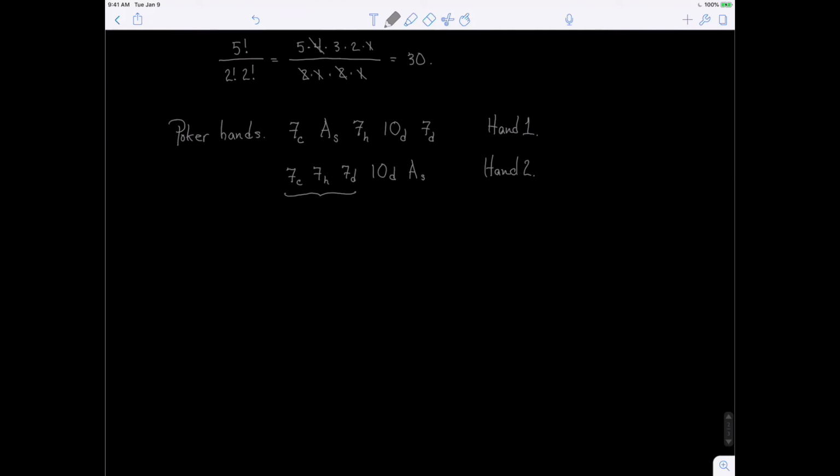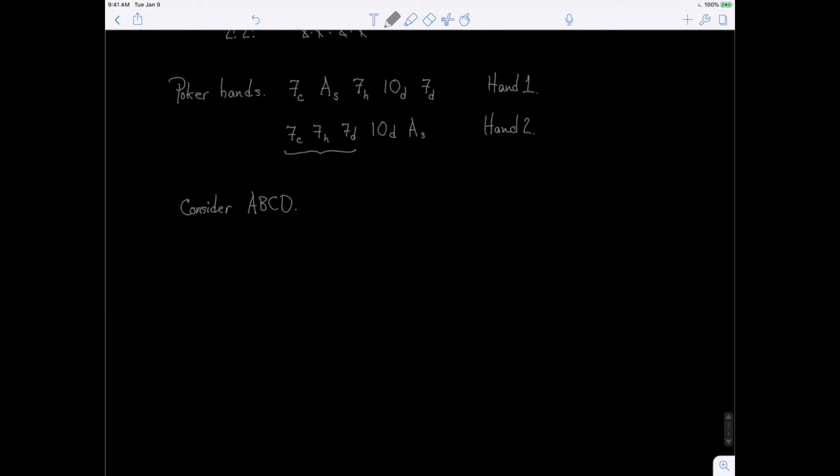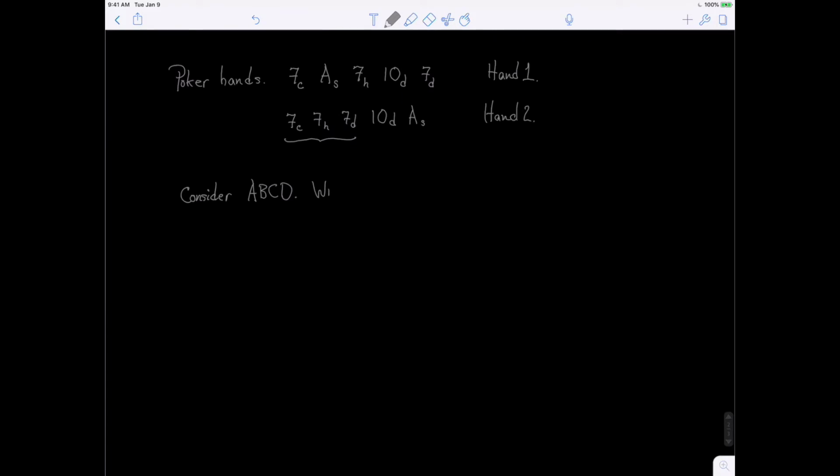So let's try this. Consider the letters A, B, C, and D. Here's what we're going to do, and we're going to do this painstakingly: we're going to write all possible 3-letter words. Okay, so here we go. Get your patience and your thinking cap, and I think we can get through this.